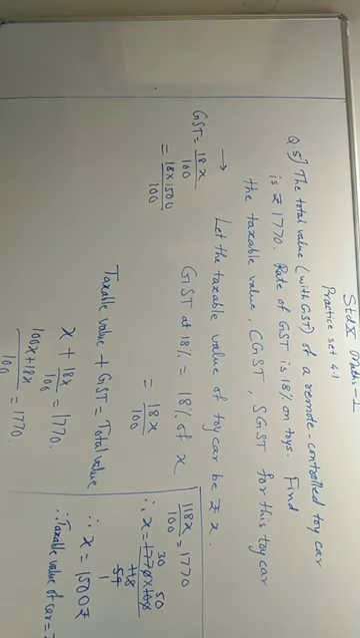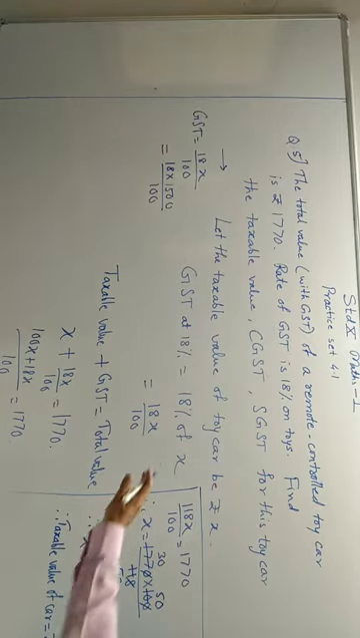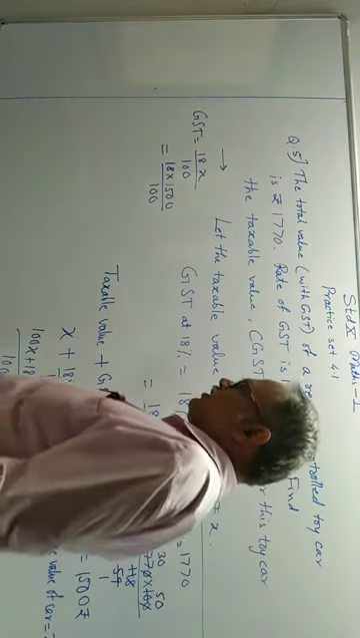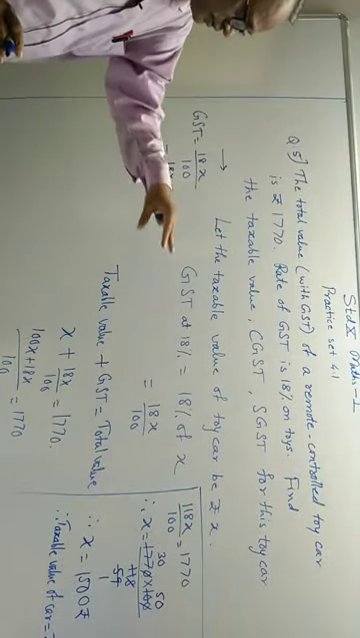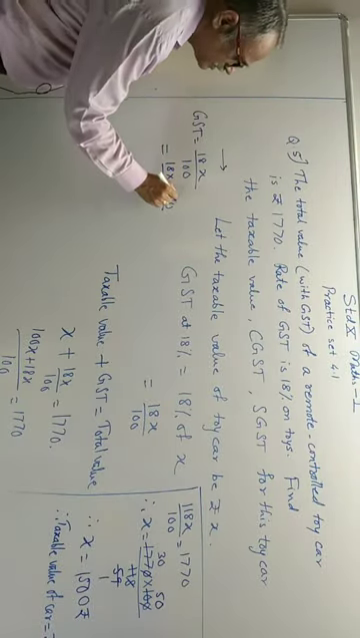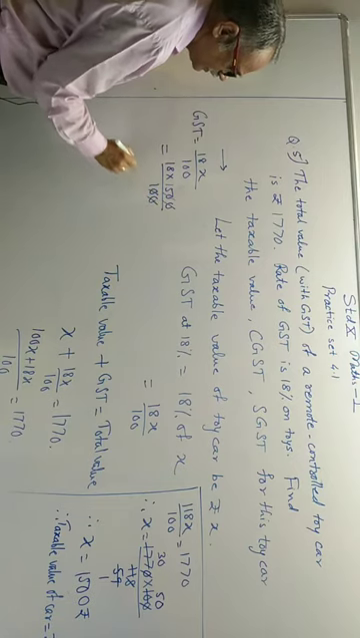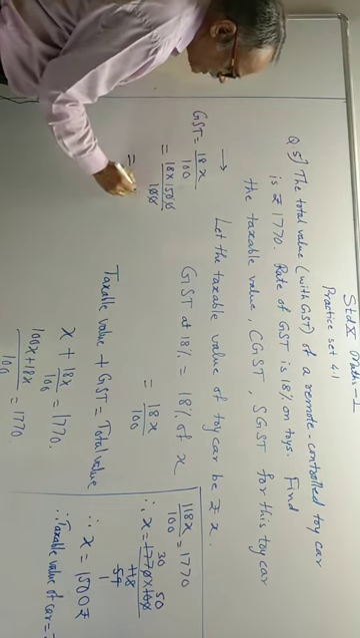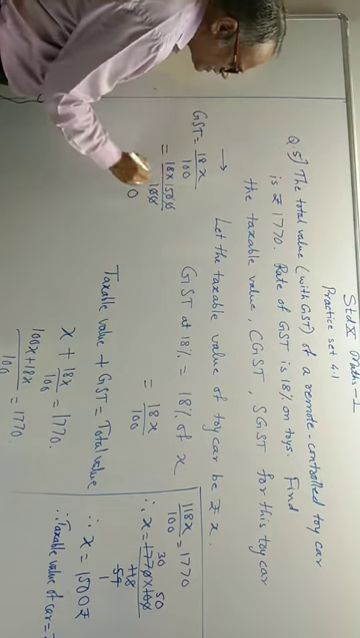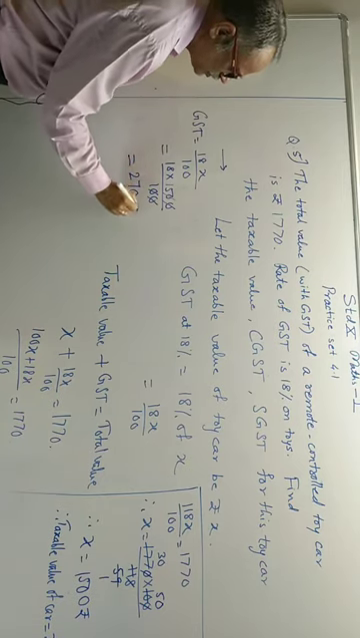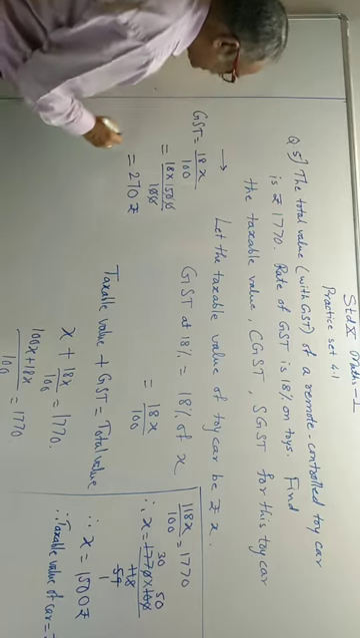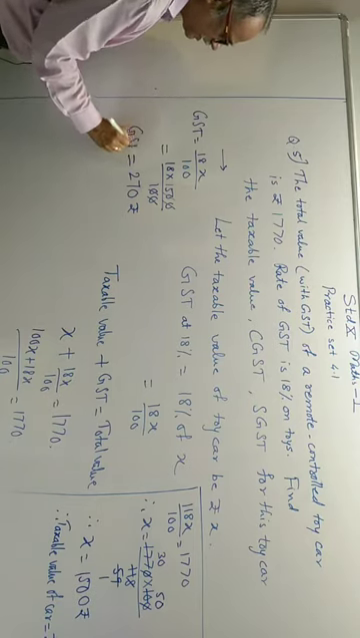GST at 18% is 18x upon 100. Already it was written 18x upon 100. In that x value we have to substitute 1500. 0 0 cancel, 18 5s are 90, 18 1s are 18 and 9, 270 rupees. This is GST.